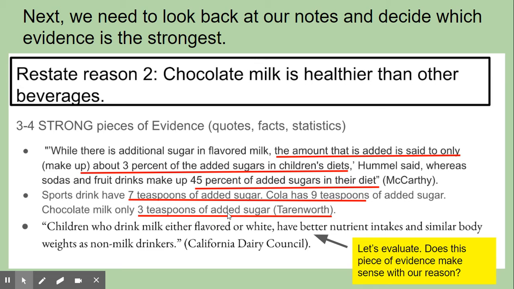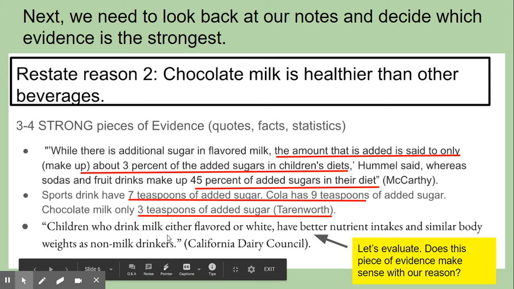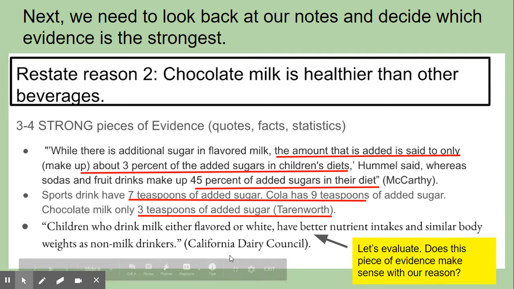nutrient intakes and similar body weights as non-milk drinkers. So I think this evidence is strong at showing that chocolate milk and milk is healthy in general, but it is missing some information about how it's healthier than other beverages. It doesn't compare it to other drinks. So I don't really think it will fit with this body paragraph and won't really strengthen our argument in this body paragraph. So I'm not going to use it. So I did not underline anything.